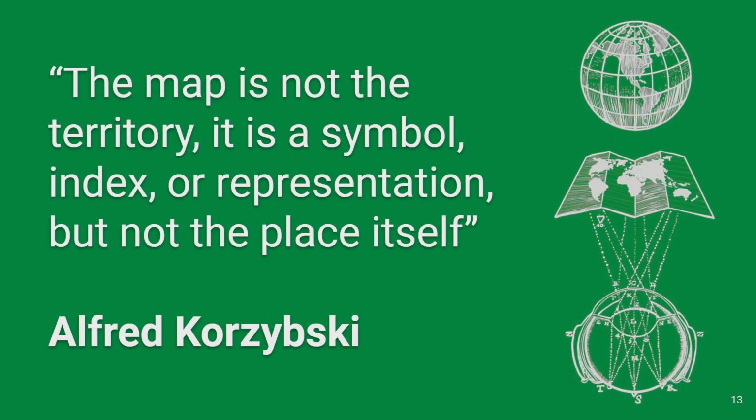Alfred Korzybski, a very known name in system theory, also has an interesting quote that says that the map is not the territory. It is just a symbol, index, or representation, but it is not actually the place itself. That is, a map is subject to errors, just like a dataset. It can represent a real scenario, but it can only be a representation of it and may contain errors.